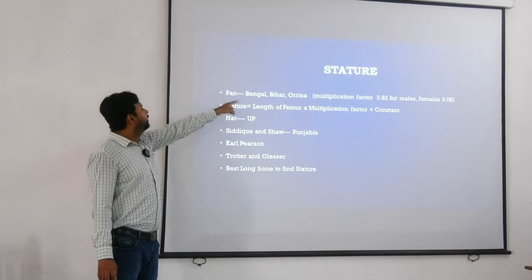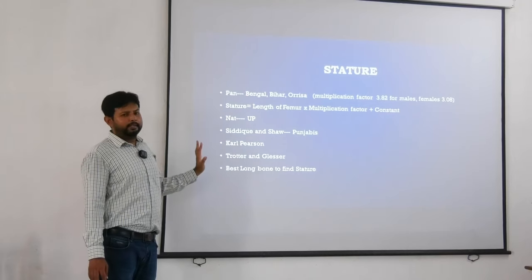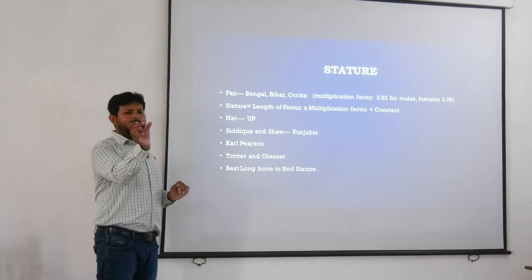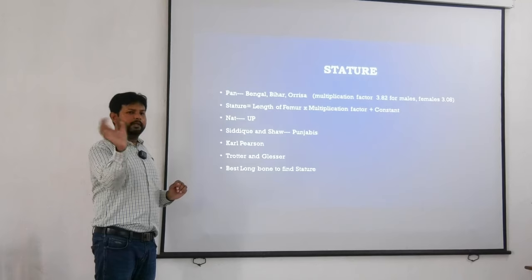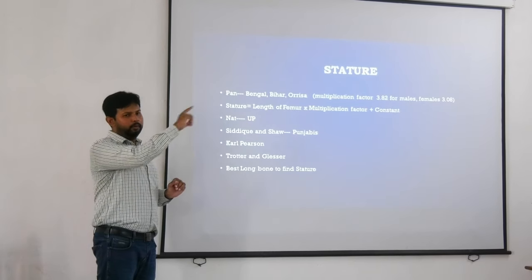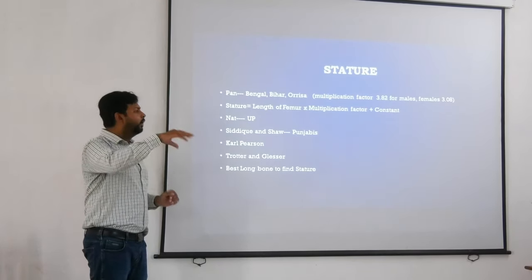For this Pan, you can just multiply and you will get it. Okay. For soft tissue, you will add some 2.5 centimeter to it. Soft tissue. The bone length you will get plus 2.5 centimeter for soft tissue.